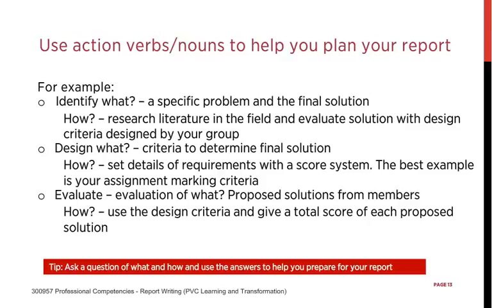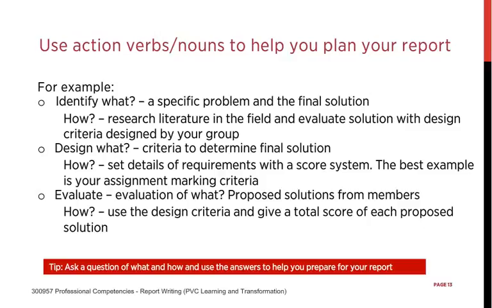We have 3 examples. The action verb is identify, so you're going to ask what. What are you going to identify? And then you might answer, you're going to identify a specific problem and the final solution. Now you ask yourself how. How are you going to do this? So you're going to research literature in the field and evaluate solutions with design criteria designed by your group.